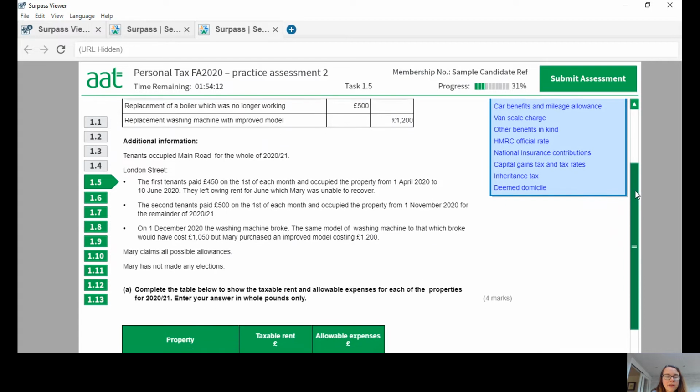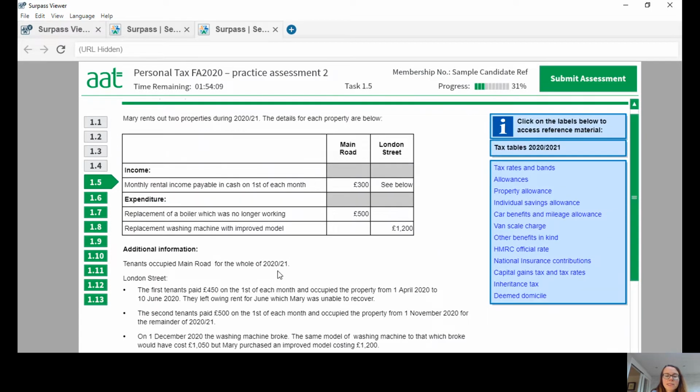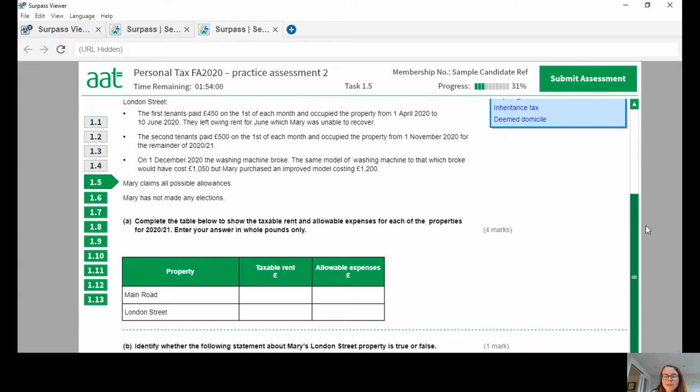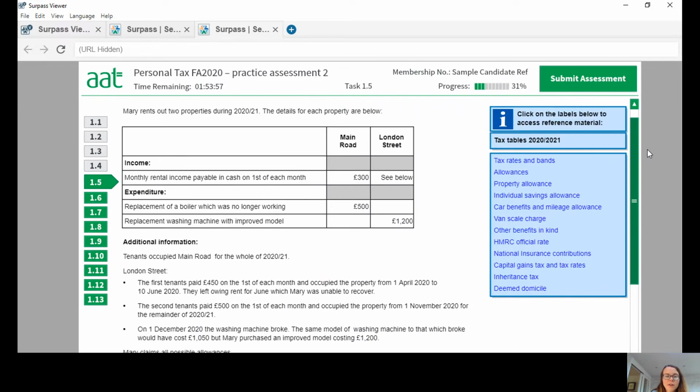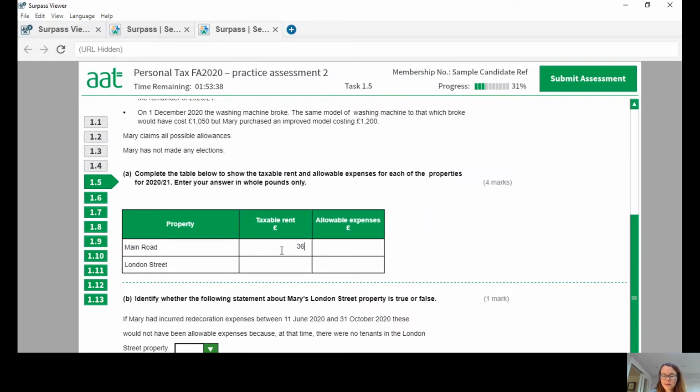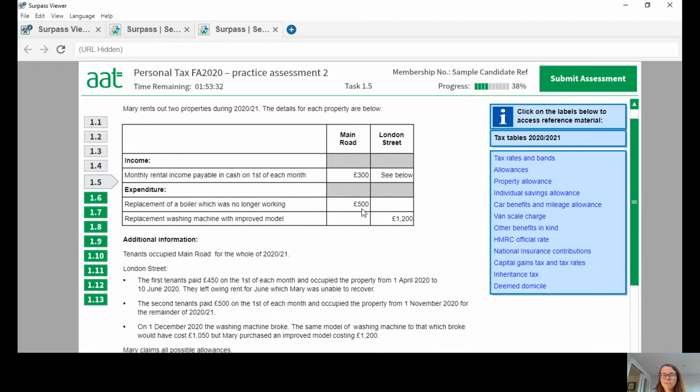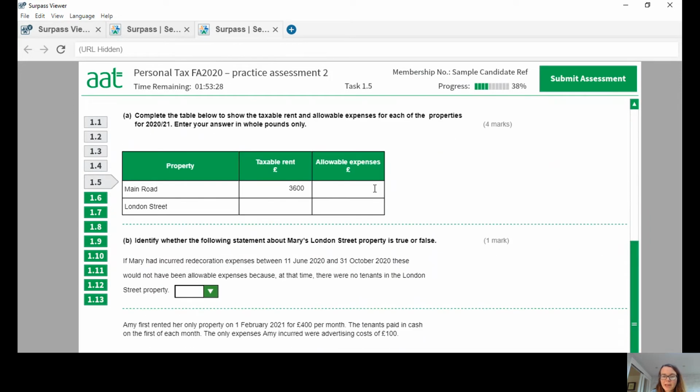So let's have a look. So tenants occupied main road for the whole of 2021. And then we've got some stuff about the tenants of London Street. So let's have a look. Right, so her taxable rent for main road. So it's £300 payable on the 1st and tenants occupied for the whole year. So we can just do 12 times 300, which is 3,600 of taxable rent. And we are happy that replacing the boiler, that's a very cheap replacement of a boiler, but there we go, of £500 is allowable.